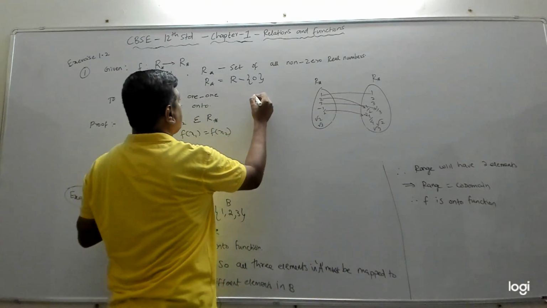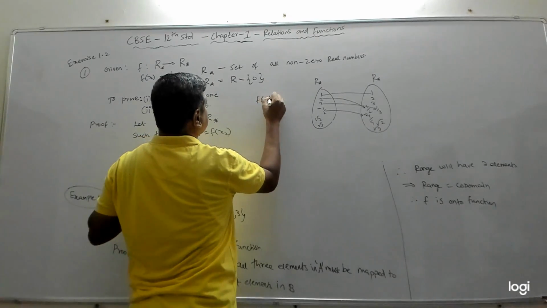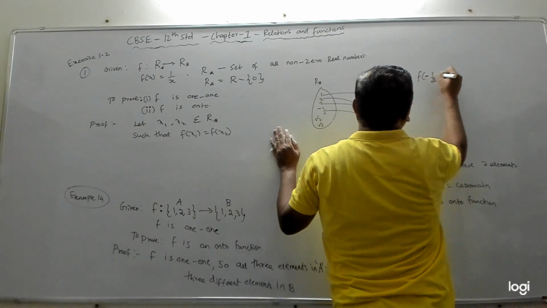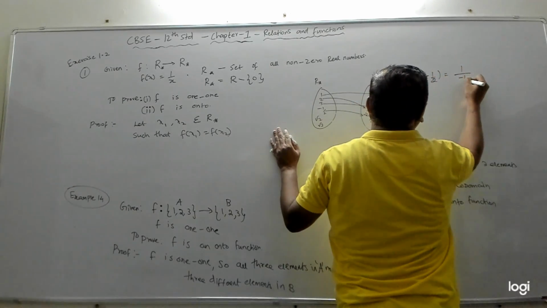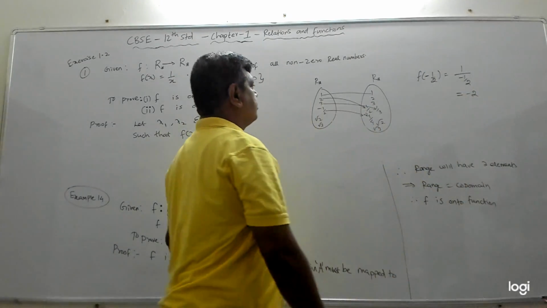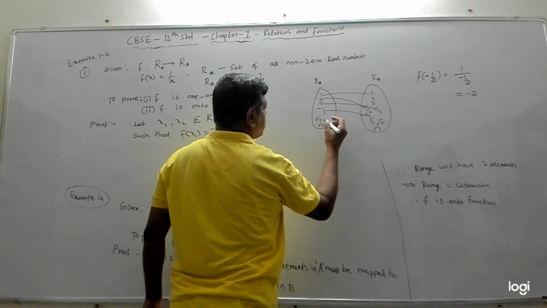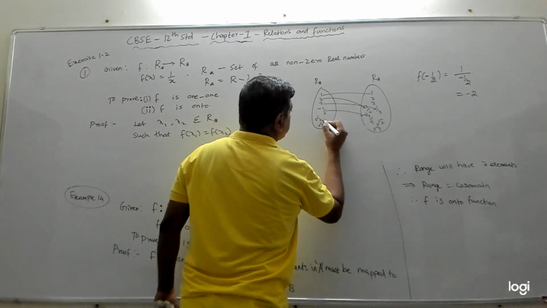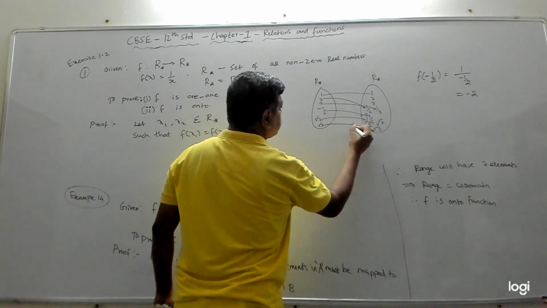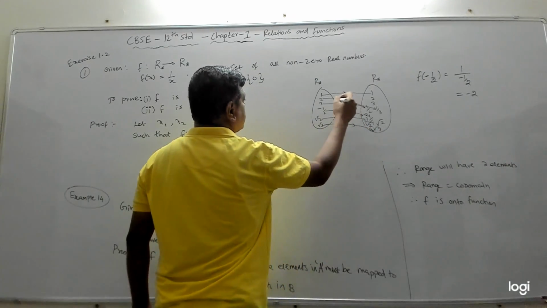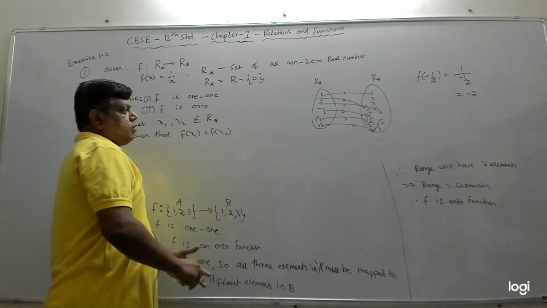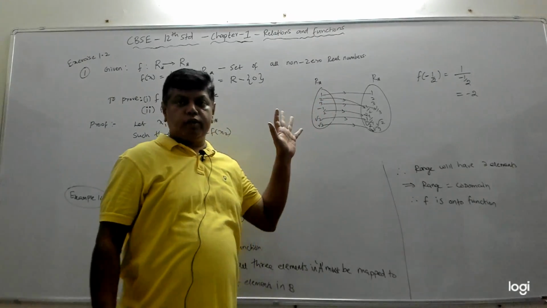Because what is f of minus 1 by 2? It will be equal to 1 by minus 1 by 2, because f of x is 1 by x. So that becomes minus 2. Again root 2 will go to 1 by root 2, and root 3 will go to 1 by root 3. So this is how the mapping is, this is how the function is. Now looking at the arrow diagram, it looks like it is 1 to 1, but we have to prove this mathematically.